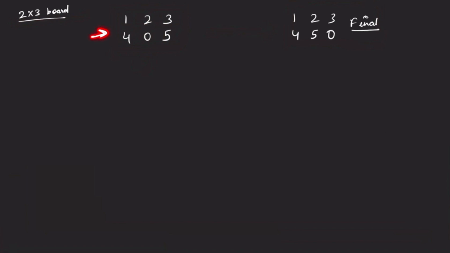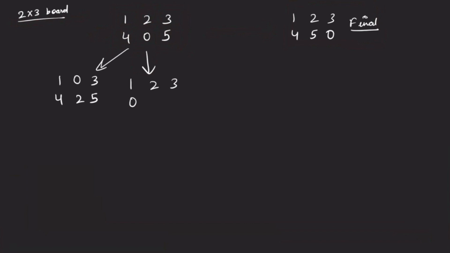right? So in this case, for 0, we can swap it with 2, 4 or 5. When you swap 0 with 2, it will become 1, 0, 3, 4, 2, 5. Is this equal to the final state? No. So let's swap 0 with 4. Then it will become 1, 2, 3, 0, 4, 5. Is this equal to the final state? No. So let's swap 0 with 5. So it will be 1, 2, 3, 4, 5, 0. Now is this equal to the final state?